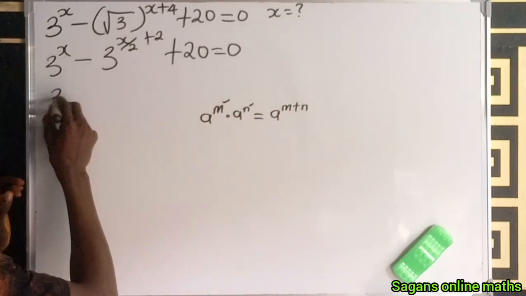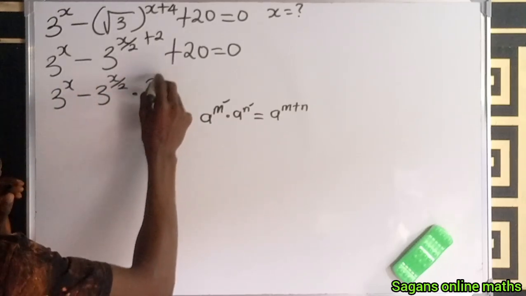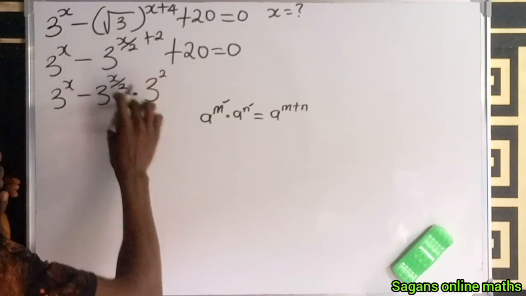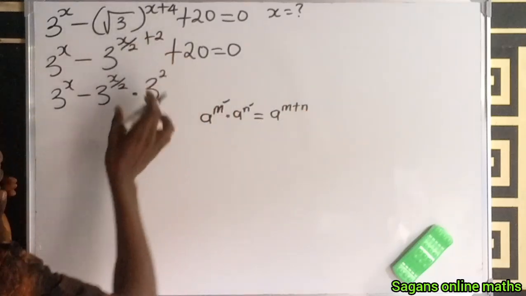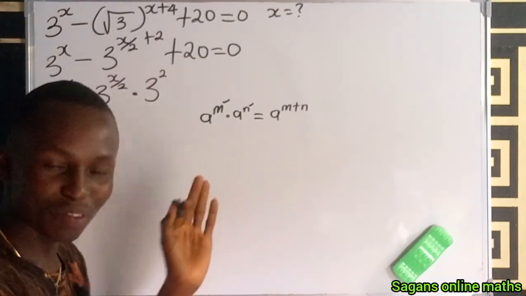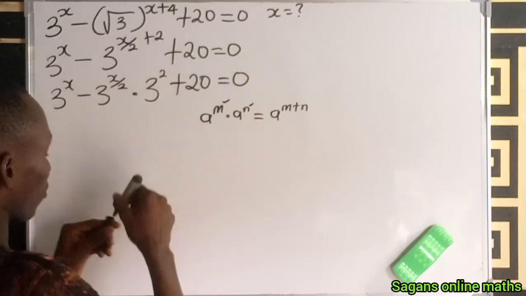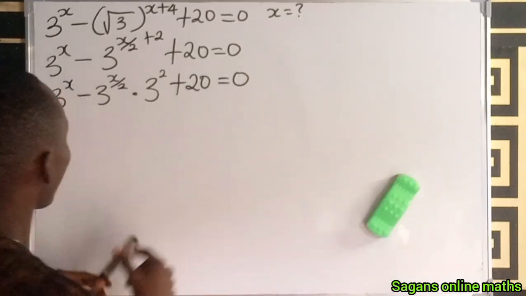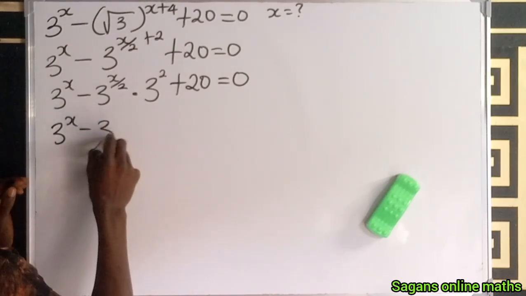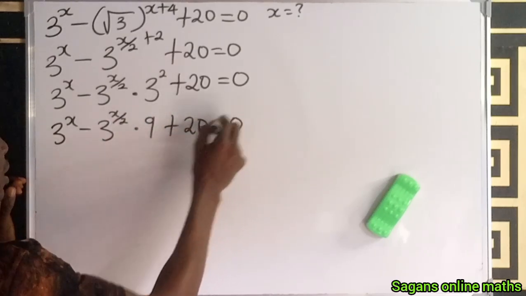So if we do that, this is 3 to the power of x minus 3 to the power of x divided by 2 multiplied by 3 to the power of 2, because 3 to the power of x divided by 2 multiplied by 3 to the power of 2 gives us this form. Because if the bases are the same, we can take a single base and add the exponents, and we have exactly what is here. Wow, I love this, right? This is beautiful. Now plus 20, and everything is equal to 0. Now let's remove this from here quickly. At this point we know that 3 to the power of 2 is 9. So that means 3 to the power of x minus 3 to the power of x divided by 2 multiplied by 9, plus 20 is equal to 0.